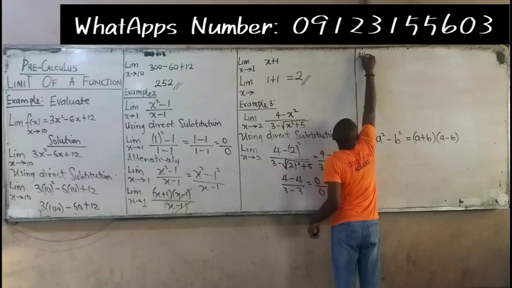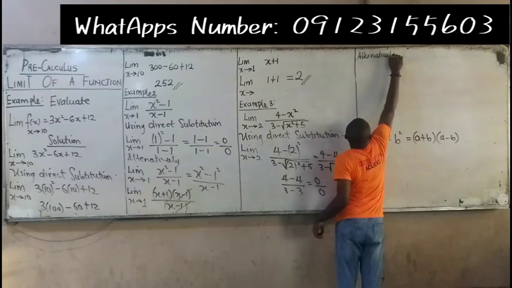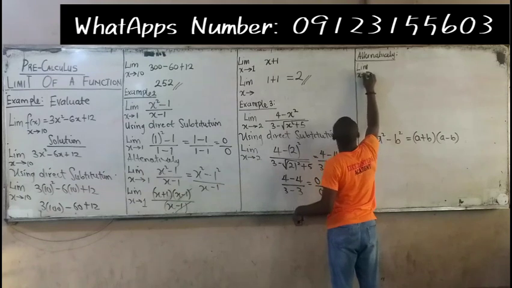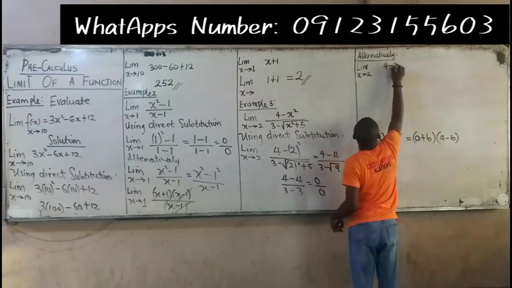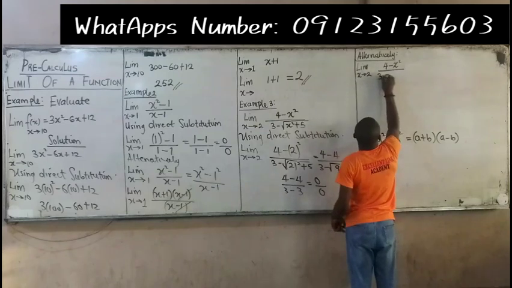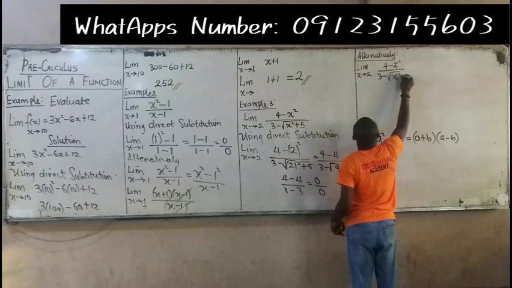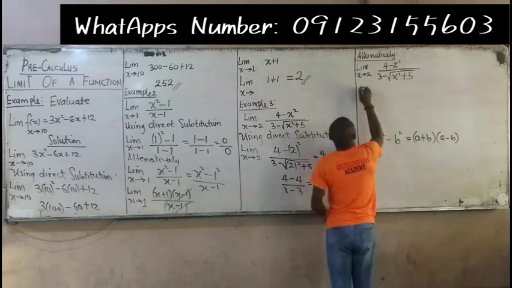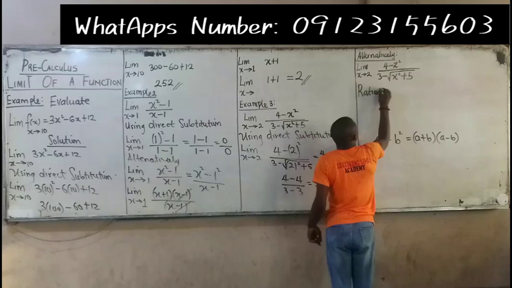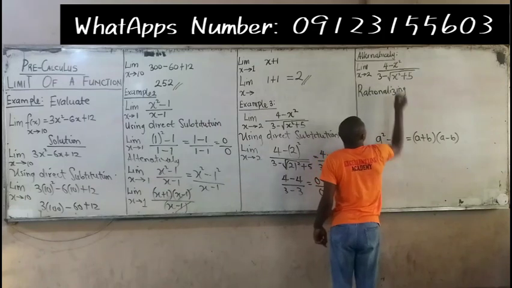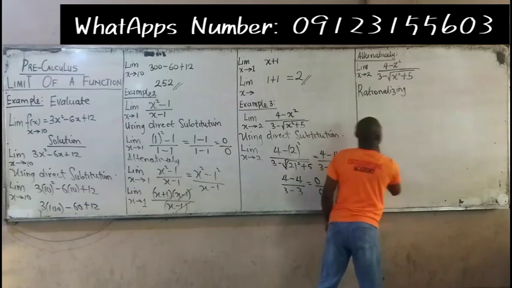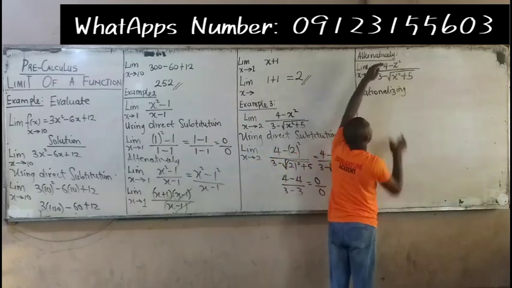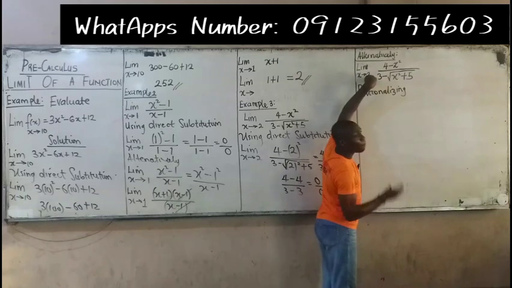So, alternatively, I'll have the limit as x tends to 2 of 4 minus x squared all over 3 minus root x squared plus 5. I have it this way, right? So, we're going to rationalize. What do we want to rationalize? The denominator, right? So, I will multiply numerator and denominator by the conjugate of the denominator.